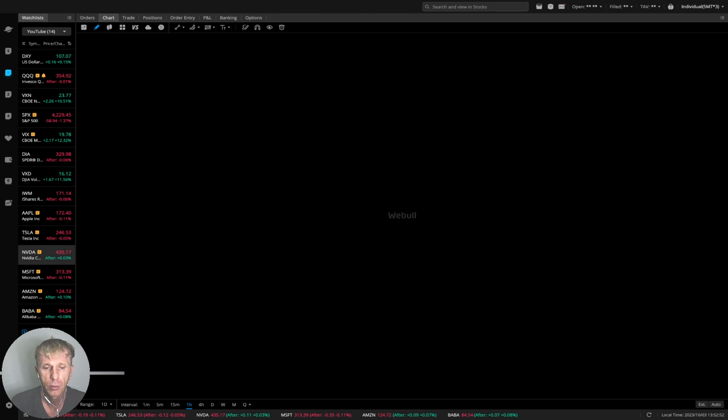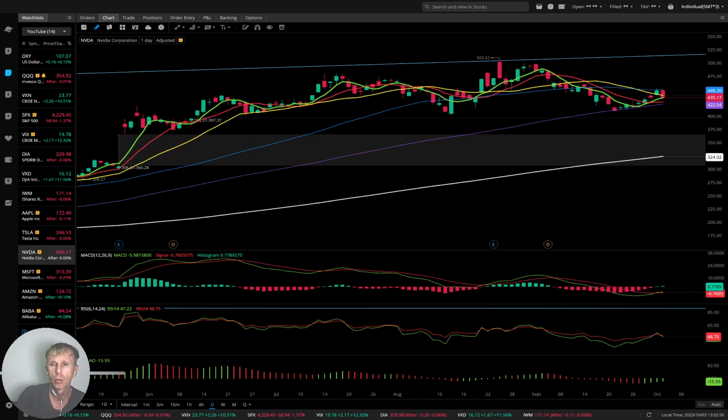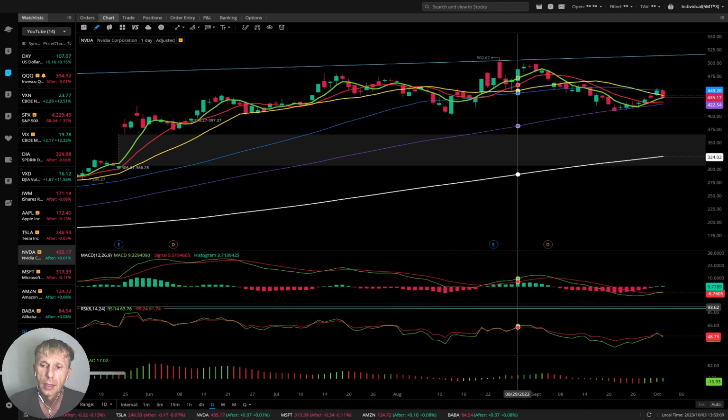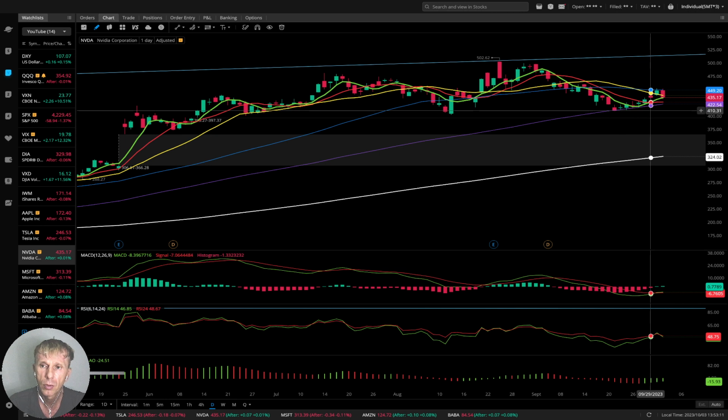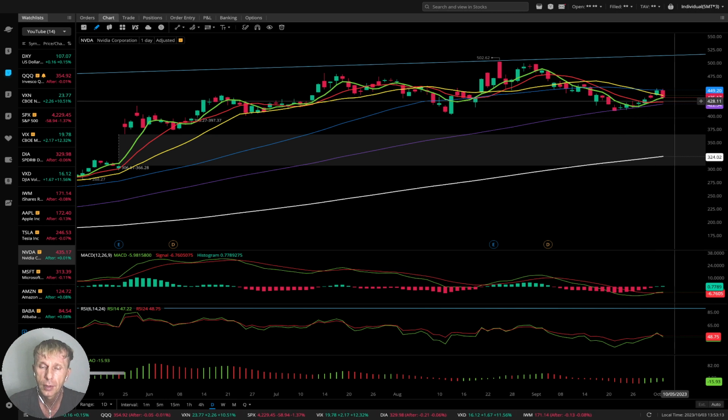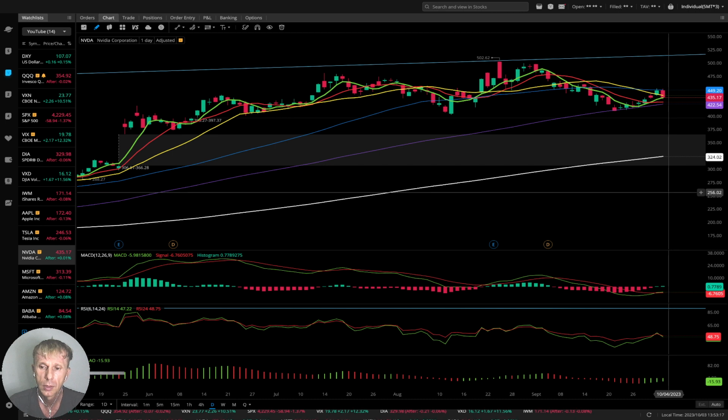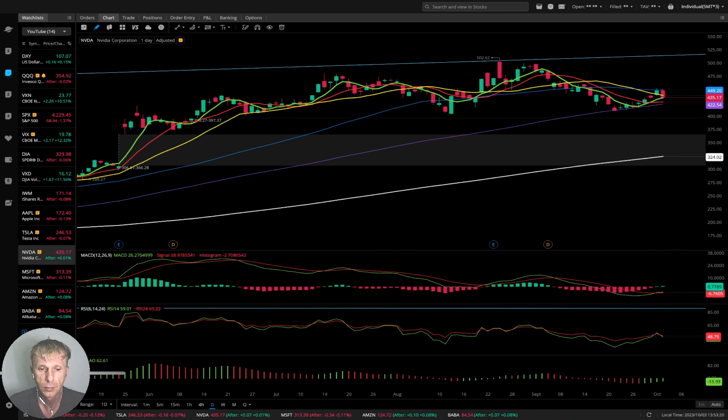Nvidia, let's see what's going on with Nvidia. Nvidia daily, MA5 did bullish crossover over 10. The previous bar moved above 20. Yesterday it closed above 20, and today it closed below 20. After the bullish reversal, it's still kind of in a fight mode, still kind of positive.